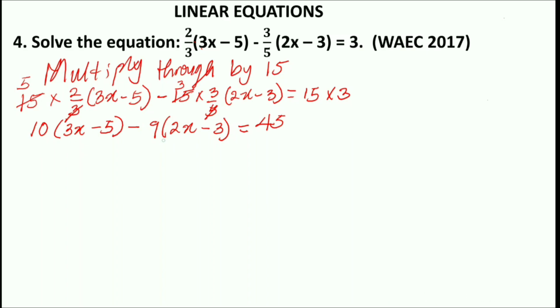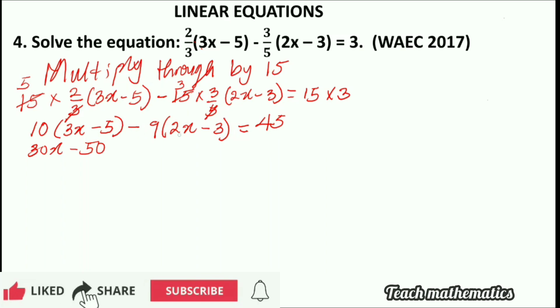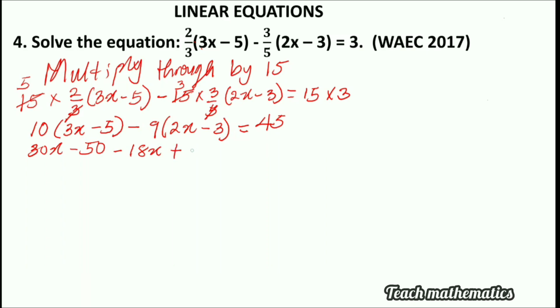And so you open up the brackets. 10 times 3x is 30x. 10 times minus 5 is minus 50. Minus 9 times 2x is minus 18x. Minus 9 times minus 3, minus times minus is plus, and so you have 27 equals to 45.